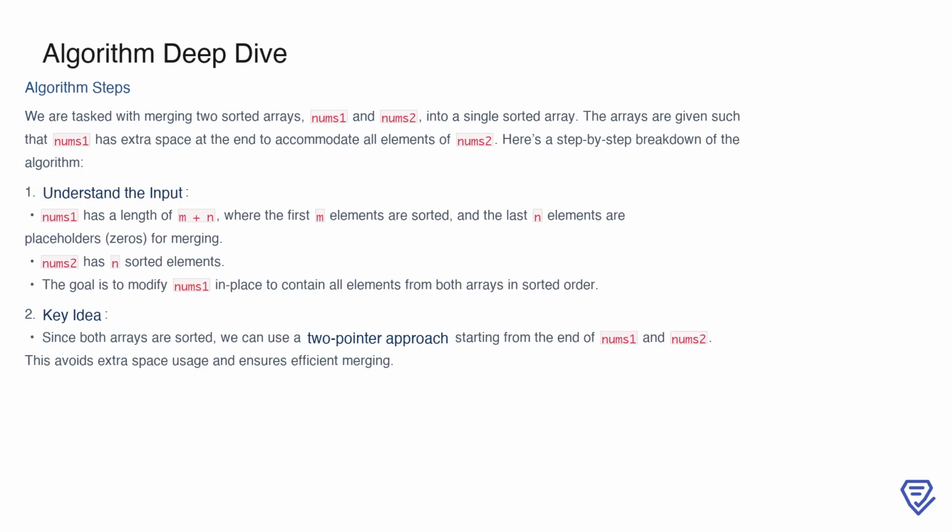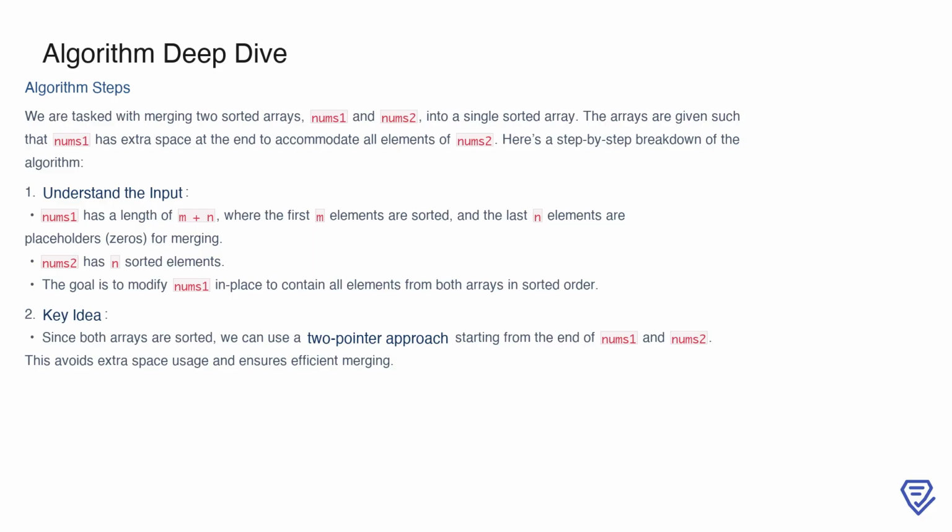To solve the problem of merging 2 sorted arrays, we need to efficiently combine the elements of nums1 and nums2 into a single sorted array. The unique challenge here is that the nums1 array already has extra space at the end to accommodate all elements from nums2. Specifically, the first m elements in nums1 are sorted, while the last n elements are placeholders filled with zeros. The nums2 array, on the other hand, contains n sorted elements. Our task is to modify nums1 in place, meaning we cannot use additional arrays to store intermediate results.